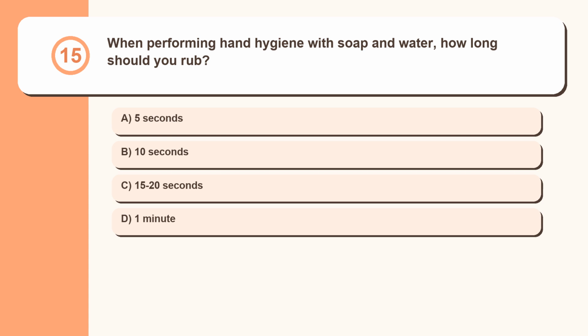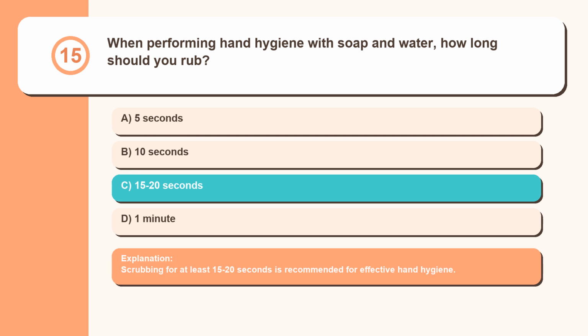Question 15. When performing hand hygiene with soap and water, how long should you rub? 5 seconds, 10 seconds, 15 to 20 seconds, 1 minute. Scrubbing for at least 15 to 20 seconds is recommended for effective hand hygiene.